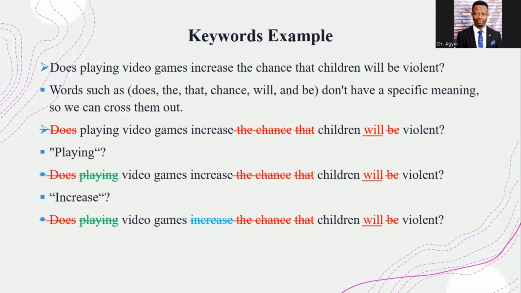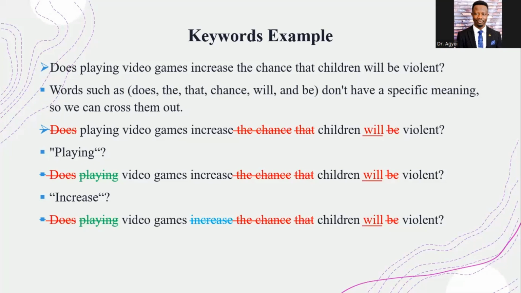Okay, so that limits it. And then the next question is, even the word playing, do we even need to add playing to it? No, you don't need playing as part of your search. So you can also remove playing from it, and then you get video games increase children violent.